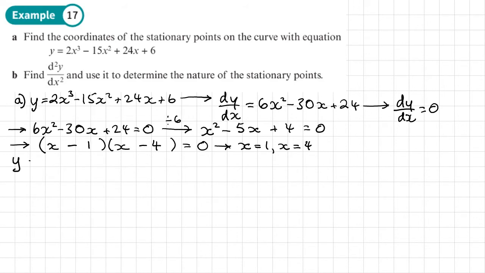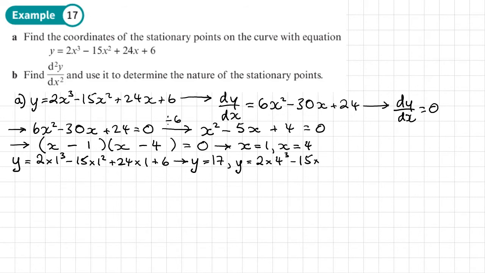So y equals, we'll do the x coordinate of 1 first. So 2 times 1 cubed minus 15 times 1 squared plus 24 times 1 plus 6. That gives us y equal to 17. And we'll do the same for the other x value of 4. So 2 times 4 cubed minus 15 times 4 squared plus 24 times 4 plus 6. And that gives us a y value of negative 10.